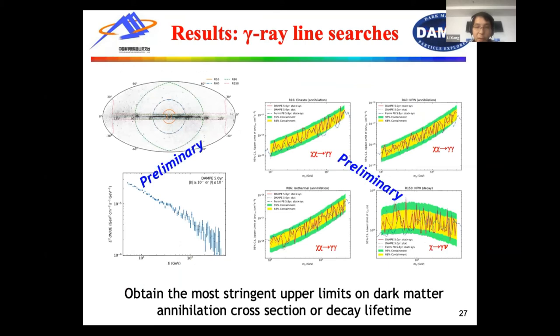And thanks to DAMPE's very, very high energy resolution, it plays a very efficient role in the search for line-like emission from gamma rays. So here's a preliminary result for the 5-year gamma ray line search. It's a pity that we haven't seen a very clear, very significant line feature, but we now have the most stringent upper limits on the dark matter annihilation cross-section or decay lifetime.